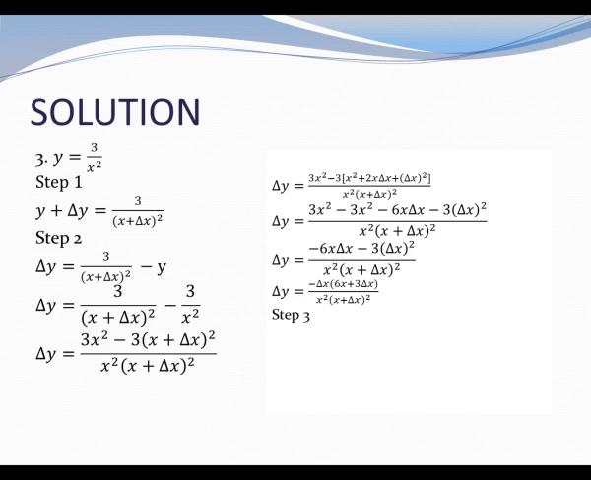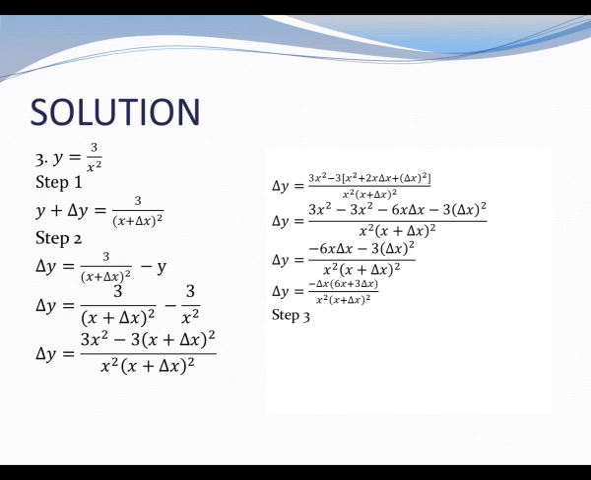Finding the least common denominator is simply the product of the two denominators: x squared multiplied by the quantity of x plus delta x, squared. Then simplifying, we have the LCD divided by the denominator of the first term, multiplied by the numerator, so what remains is 3x squared. On the second term, this is also the LCD divided by the denominator x squared, multiplied by the numerator, so this is minus 3 times the quantity of x plus delta x, squared.